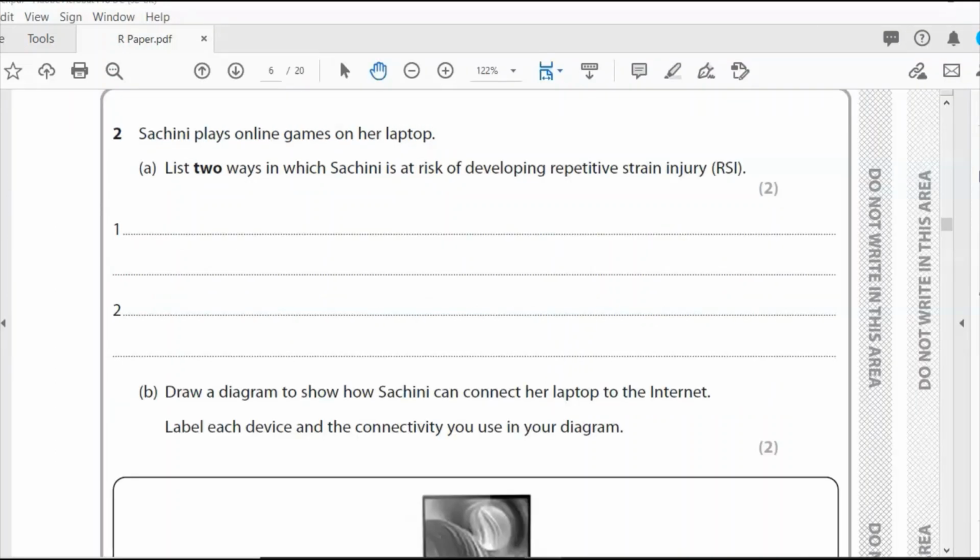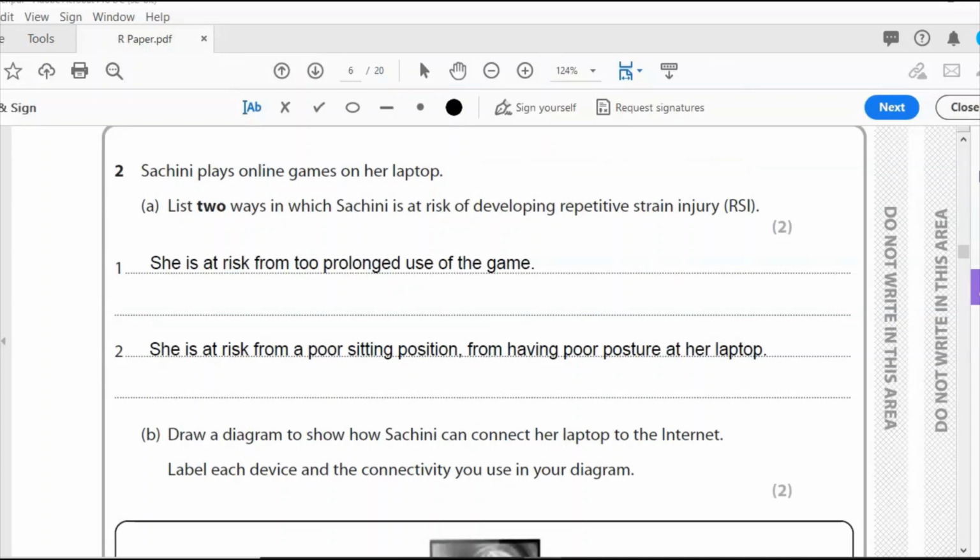Question 2. Sashini plays online games on her laptop. There's 2 ways in which Sashini is at risk of developing repetitive strain injury, or RSI. She's at risk from playing games over and over again, so prolonged use, and maybe a poor sitting position. So my answers are: she's at risk from too prolonged use of the game, and she's at risk from poor sitting position, from having a poor posture at her laptop.